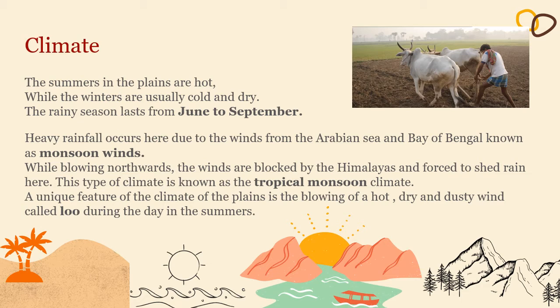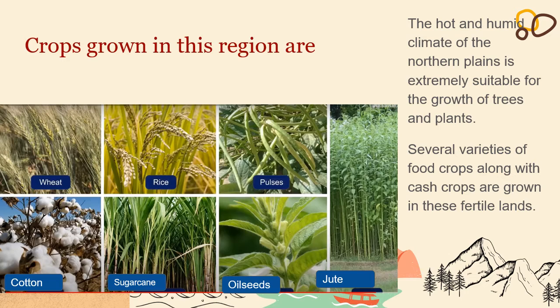A unique feature of the climate of the plains is blowing of a hot, dry and dusty wind called Lu during the day in summers. The hot and humid climate of the northern plains is extremely suitable for the growth of trees and plants. Several varieties of crops along with cash crops are grown in these fertile lands. Crops grown in this region are wheat, rice, pulses, cotton, sugarcane, oilseeds and jute.